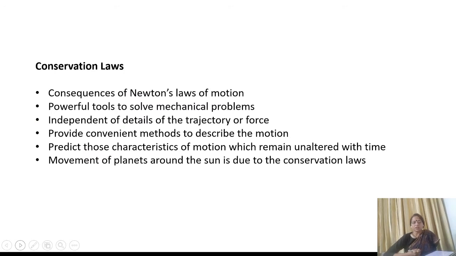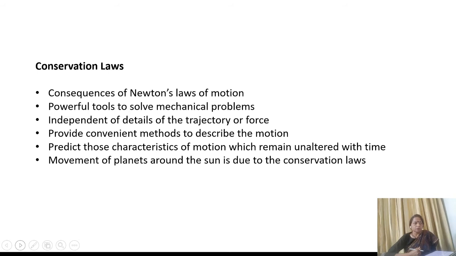So we come to the conservation laws. As I told you, these are the consequences of Newton's laws of motion. I'll prove how Newton's second law or third law make us reach the conservation law. Basically these are powerful tools to solve many dynamical systems. And it is also true that these conservation laws tell nothing about the forces.